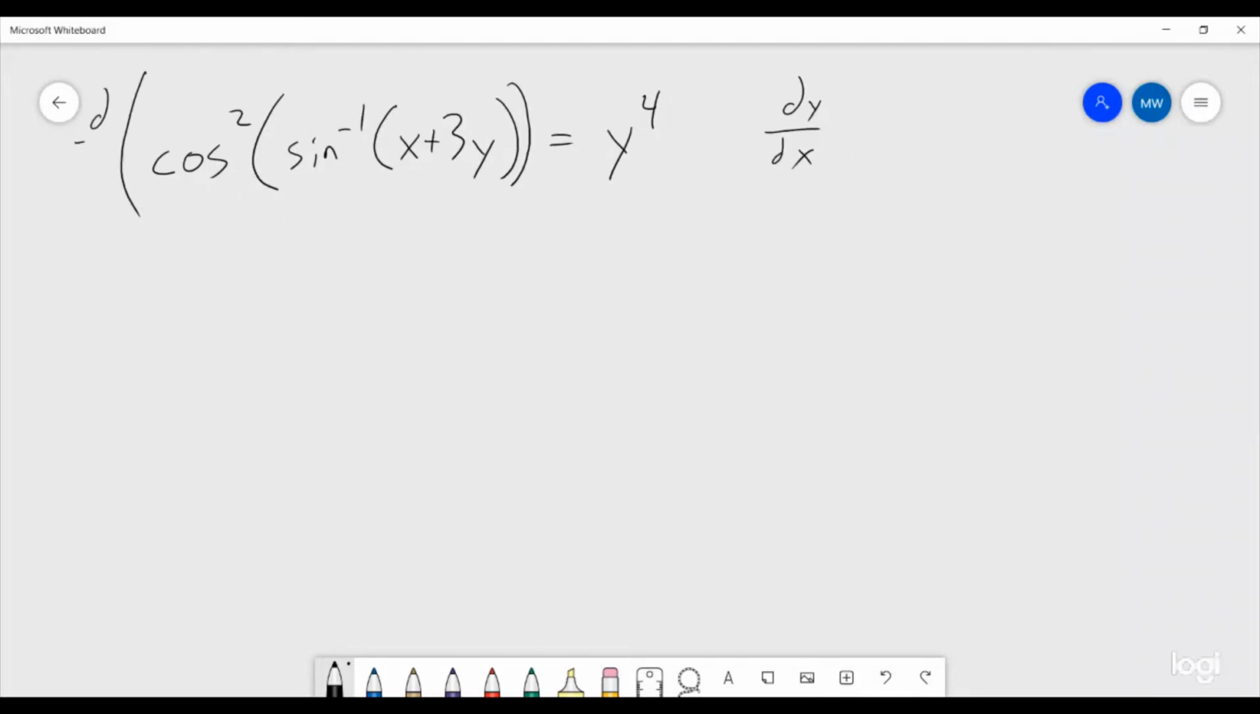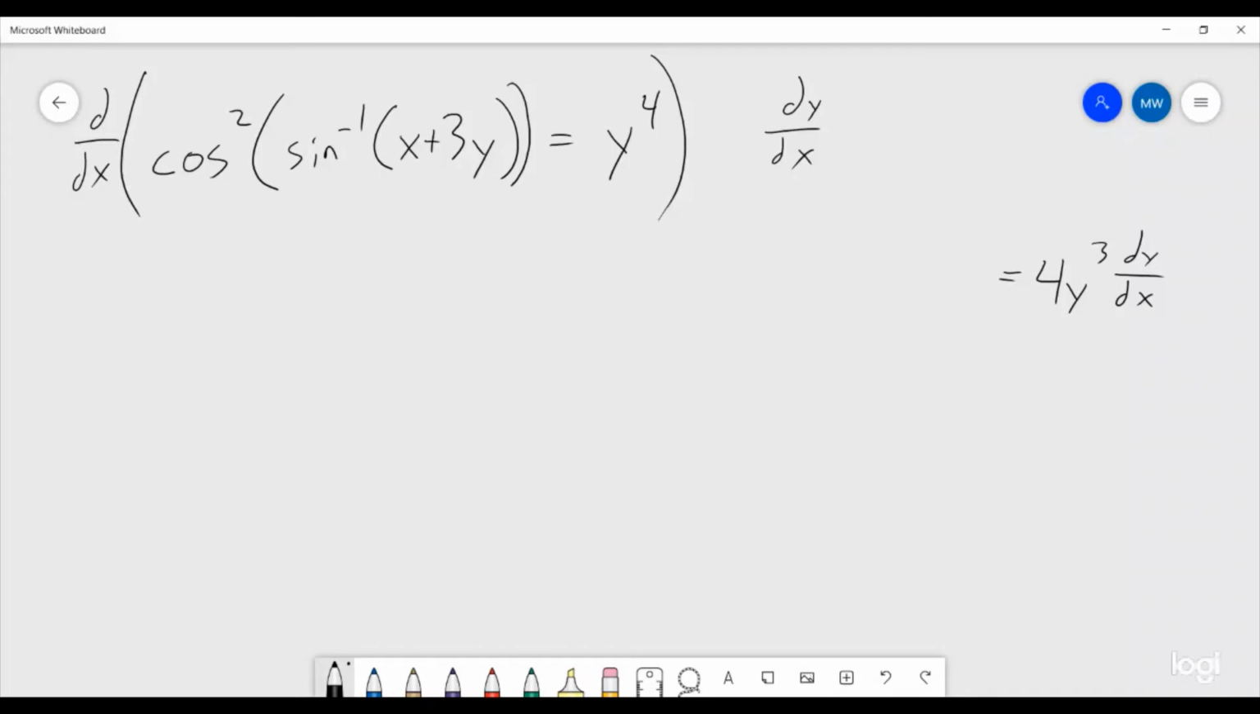So we have the derivative with respect to x of all of that, and we are going to get the derivative of the outermost function, well, 4y cubed dy dx. So let's figure out the other side.